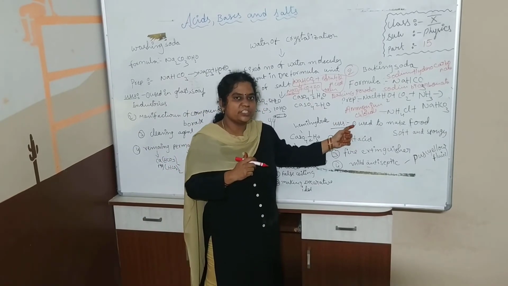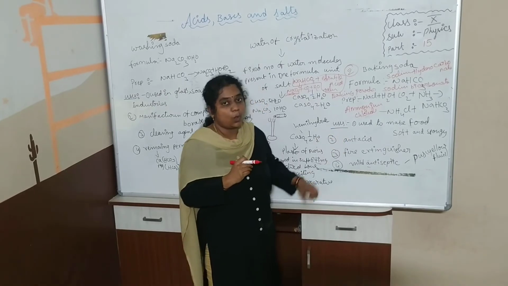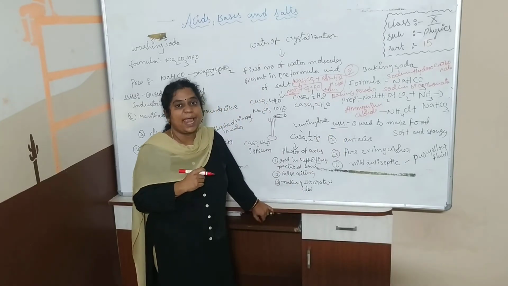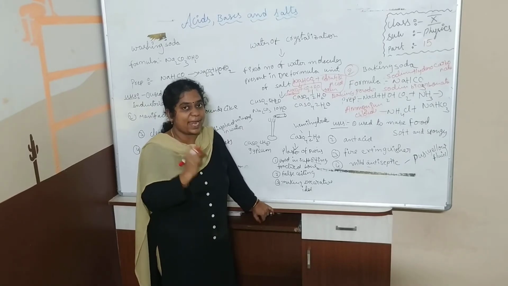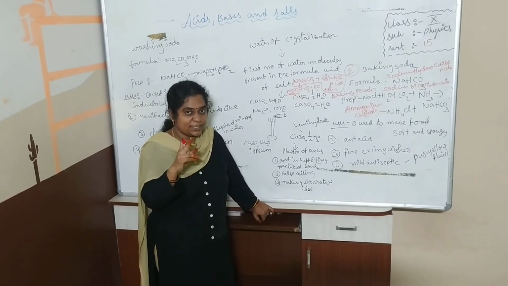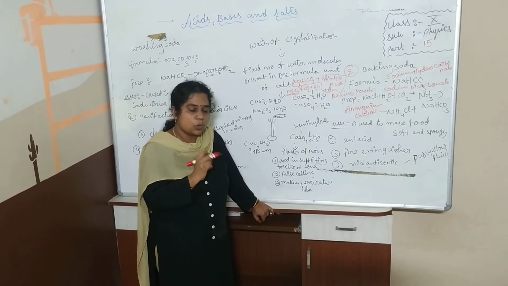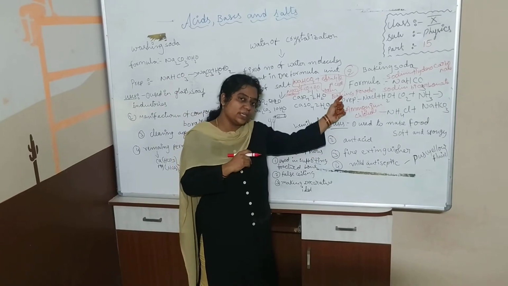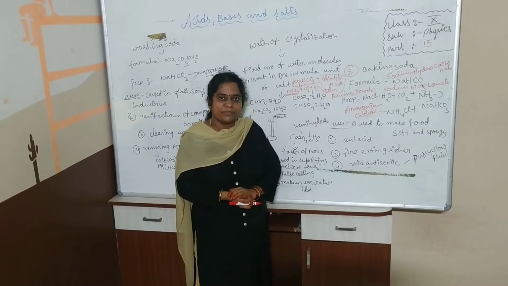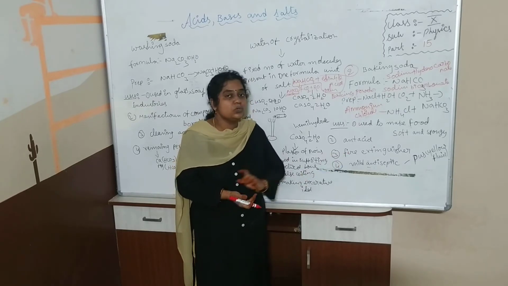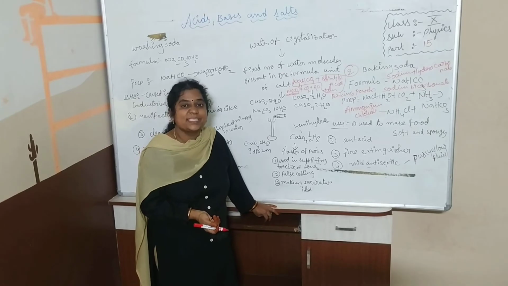So baking soda is used in bakeries to make the cake soft, and it is also used in antacid. I already discussed with you what is antacid. I told you one example of milk of magnesia, didn't I? Baking soda is also a mild base, so it is used in the preparation of antacid also. It is used in fire extinguishers. What is this fire extinguisher?